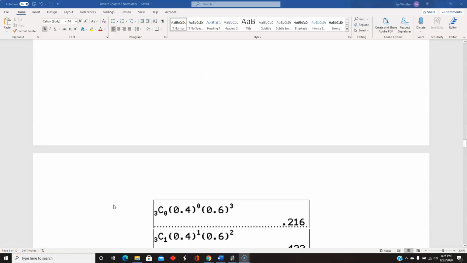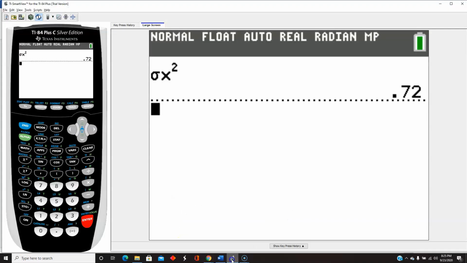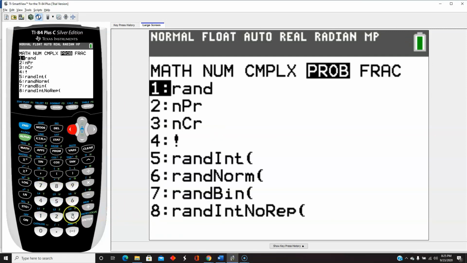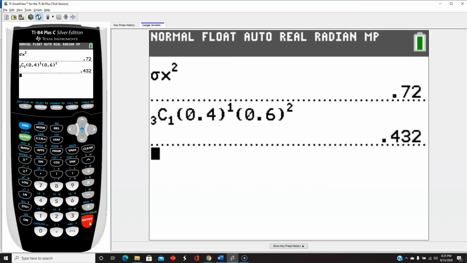So this can be done by hand, so to speak, on any scientific calculator. Let's just do one of these probabilities. 3 choose 1 times the probability of success to the 1 times the probability of failure to the 2. And there's 0.432 from our probability distribution table.